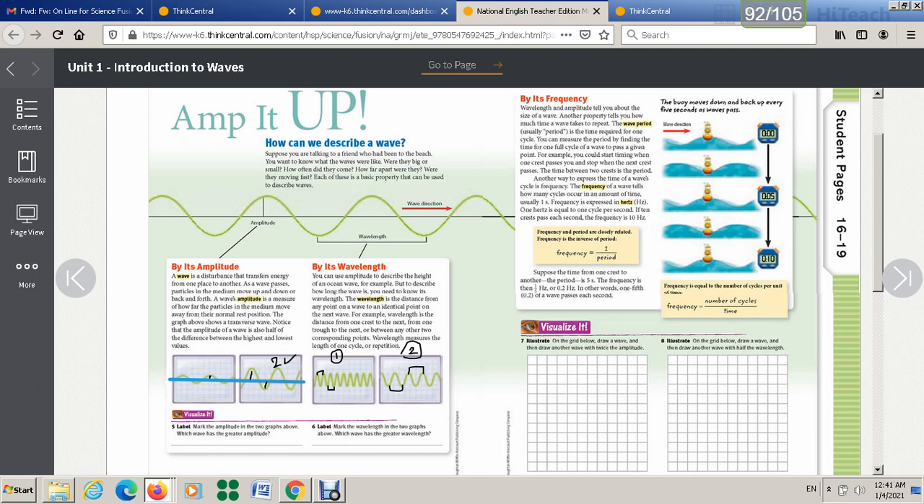Until now we studied two properties that we can use to describe the wave. Next time we will talk about the other property that we can use to describe waves.